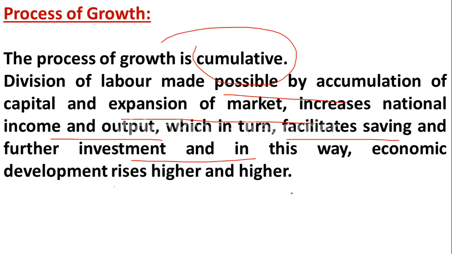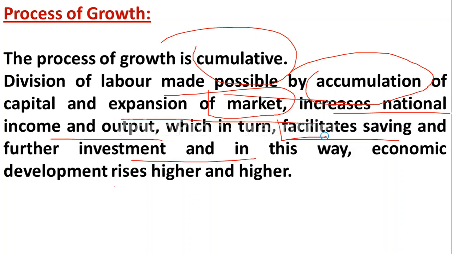It means because of division of labor, we can produce more. When we produce more, capital accumulation of the country will increase. This will lead to an increase in the market size. When the market expands, national income or GDP is going to increase, and output will increase. When output increases, income level will increase. If income level increases, people will start saving more and more income. When saving increases, again for the sake of profit, they are going to invest it.